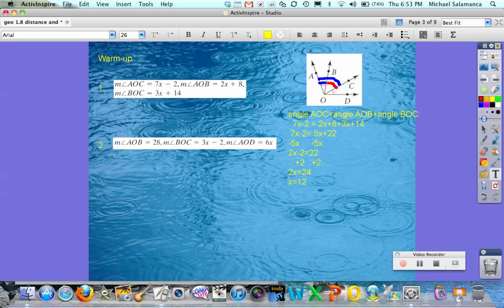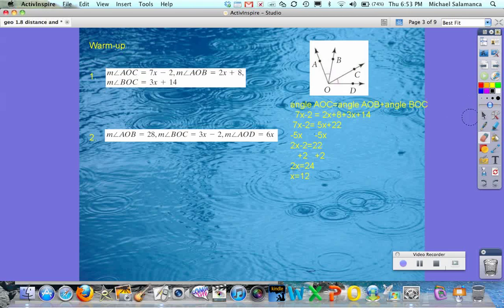Number 2 says angle AOB. So let me clear up our arcs already. It says angle AOB is equal to 28. Angle BOC is equal to 3x minus 2. And angle AOD, starting at AOD, is equal to 6x. Now, we need to use that angle AOD, but we need to know a little bit more information.